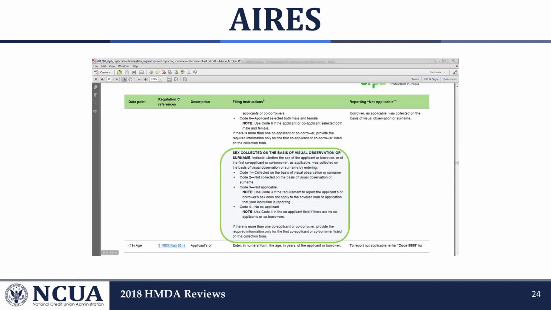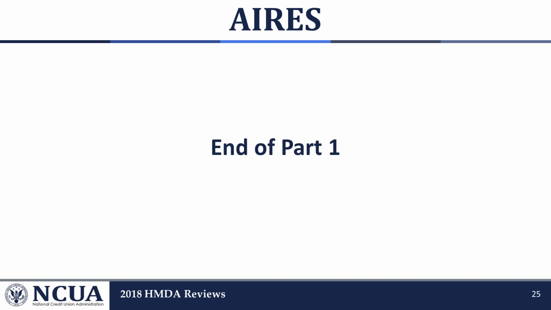Sex reporting information continues through page 16 of the data point reference chart. New for 2018 reporting are codes to show if the credit union obtained the gender information through visual observation as required when applications are taken in face-to-face interviews. This concludes our review of the first 18 HMDA data points. Part 2 of this presentation covers HMDA data points 19 through 48.